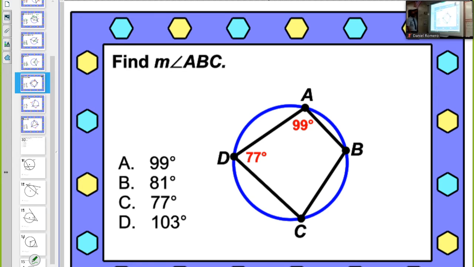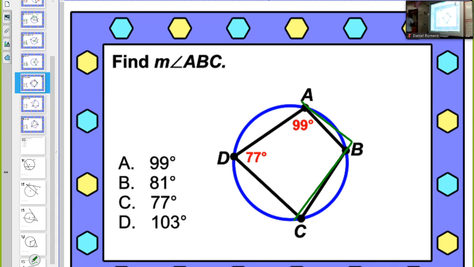Find the measure of angle ABC. Here I'd be impressed if you guys told me the name of the polygon, or better yet, the adjective. I'm hoping everybody knows that it's a quadrilateral. Do you guys know what type of quadrilateral it is?